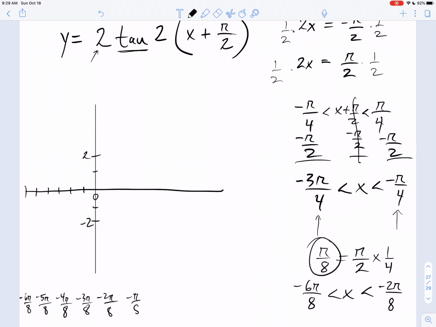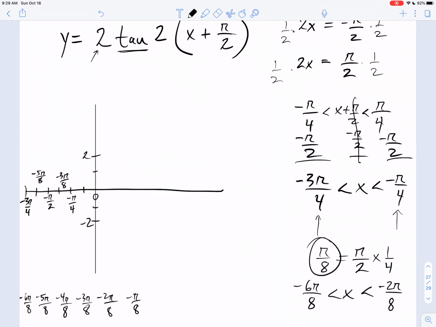And I'm just trying to save a little room here, so I made my period kind of skinny here. But negative 6 pi eighths, I'm going to reduce it. I'm going to call that negative 3 pi fourths. And then I'm running out of room, so I'm going to sneak one of these up here. That's negative 5 pi eighths. Then negative 4 pi eighths. No, I'll just call that negative pi halves because I'm reducing it. Then I'd have negative 3 pi eighths. And then negative 2 pi eighths, I'm going to call that negative pi quarters.